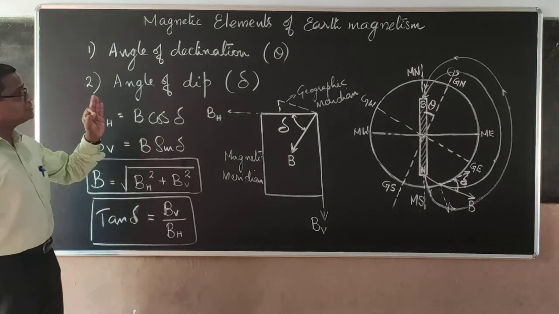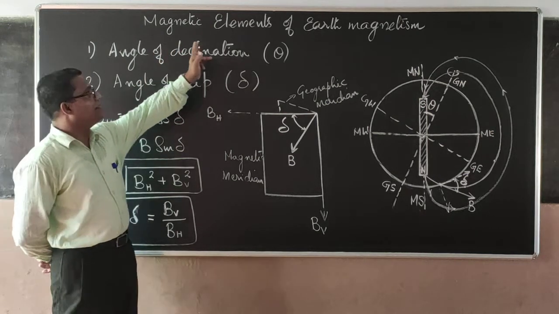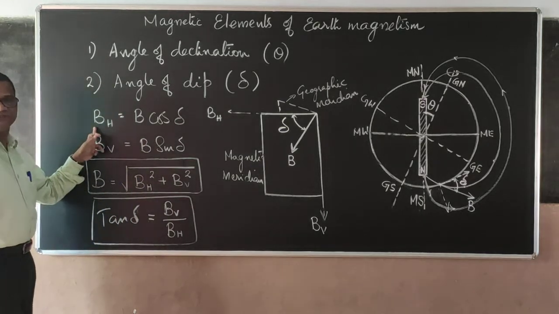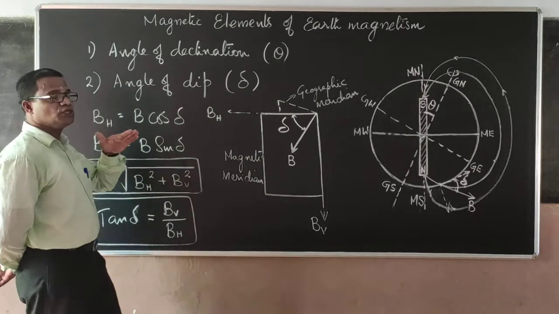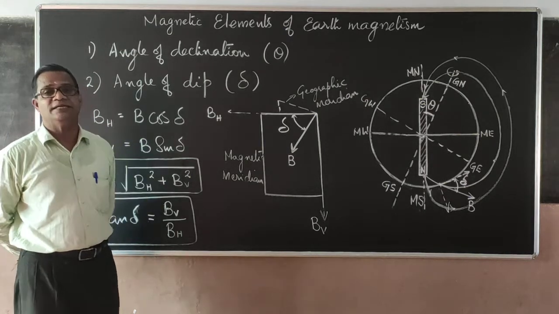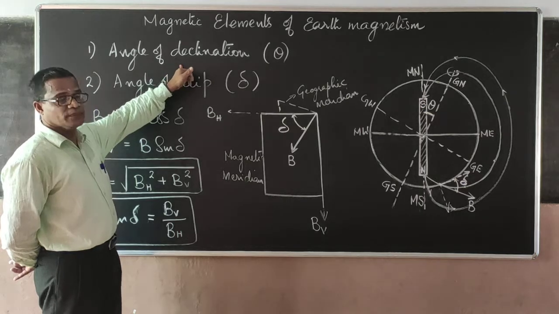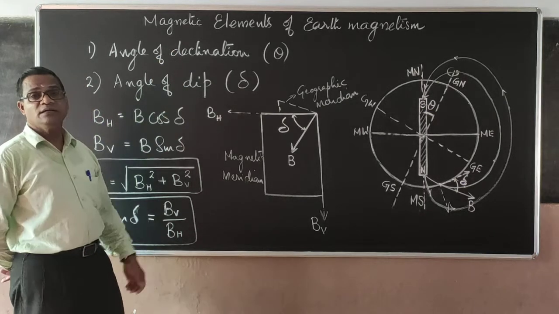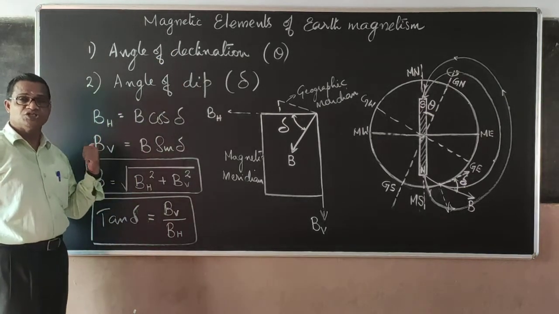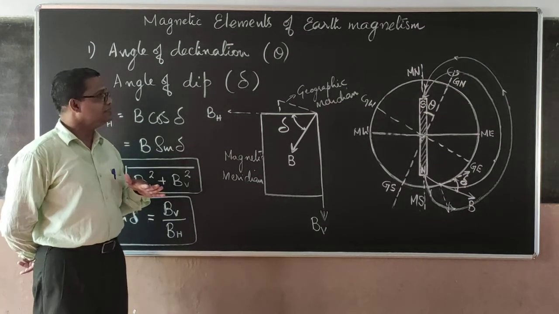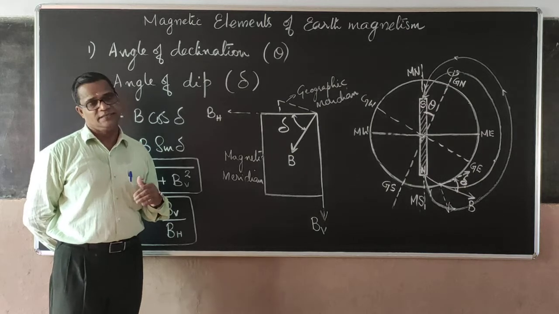Okay. And the third quantity coming in the magnetic elements is BH, that is the horizontal component of Earth's magnetic field. So angle of declination, angle of dip, and horizontal component of Earth's magnetic field are the magnetic elements of Earth's magnetism.